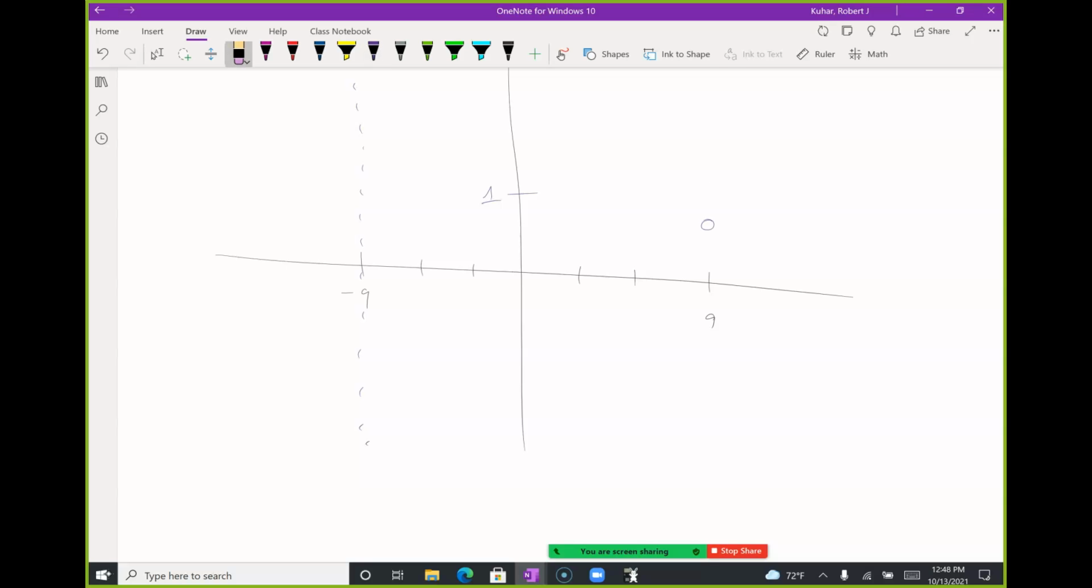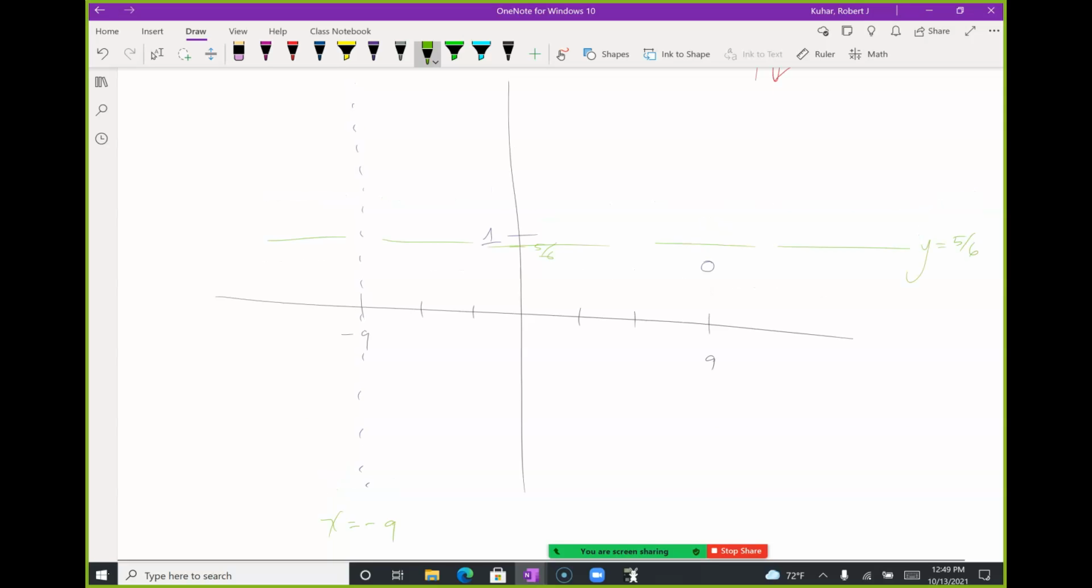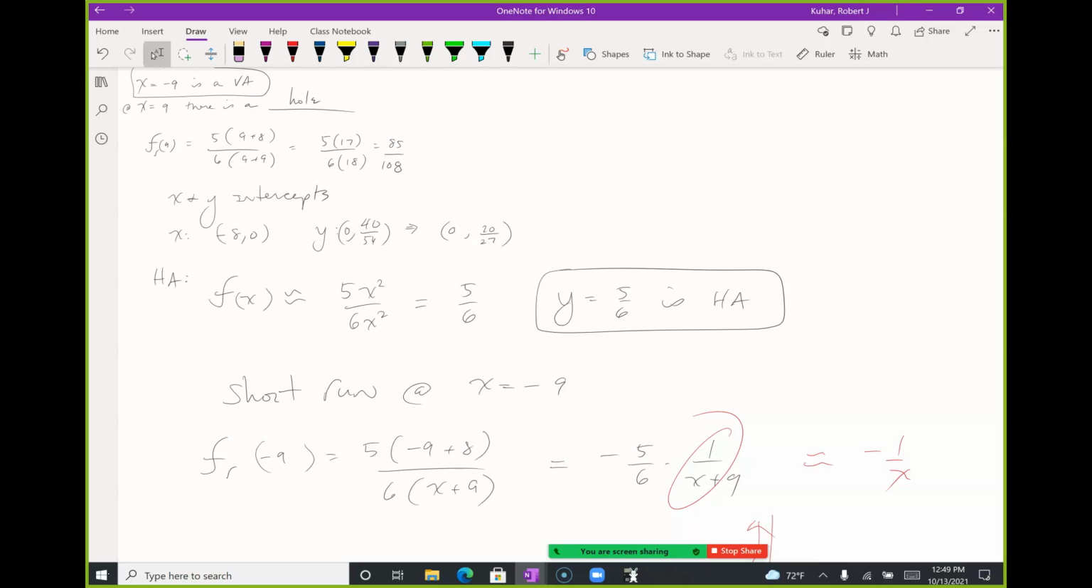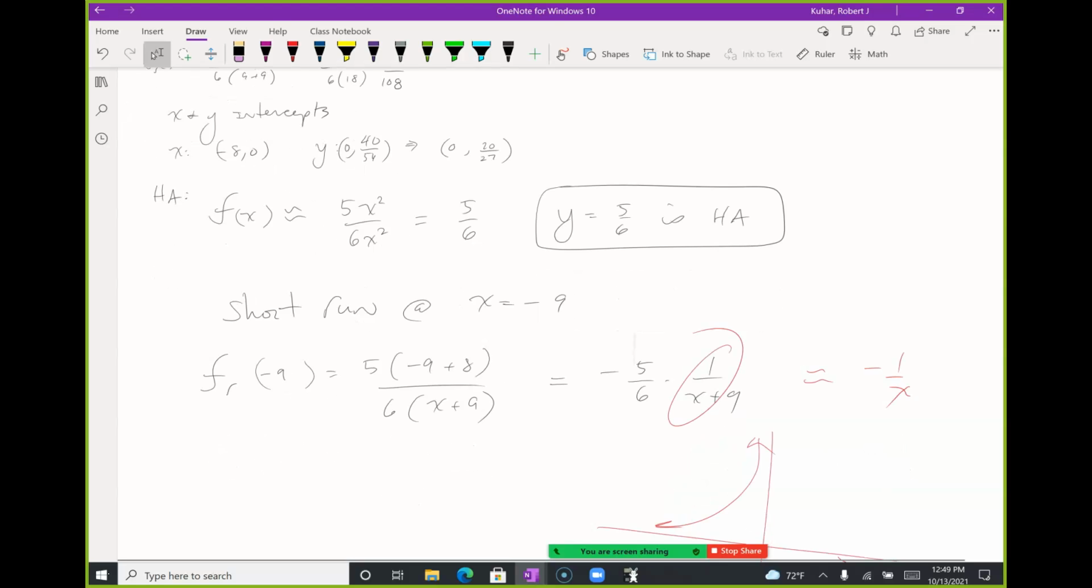Sorry about that. What is 85 over 108? And what is 5 over 6? Nice. So it's underneath my vertical asymptote of 5 over 6. So at 5 over 6, I've got a vertical asymptote. What else did I have? I had an x-intercept and a y-intercept, right? Help me. What's my x-intercept? 8, 0, and then the other one is 0 comma less than 1.